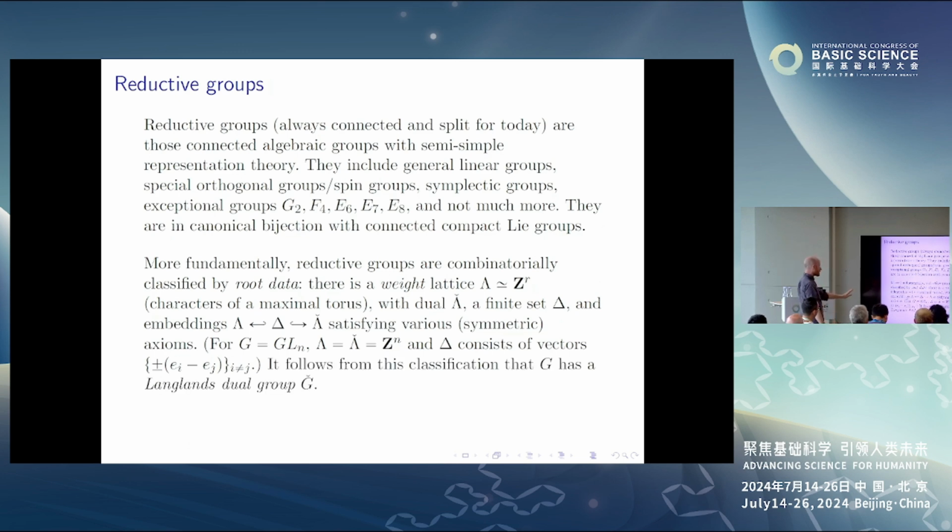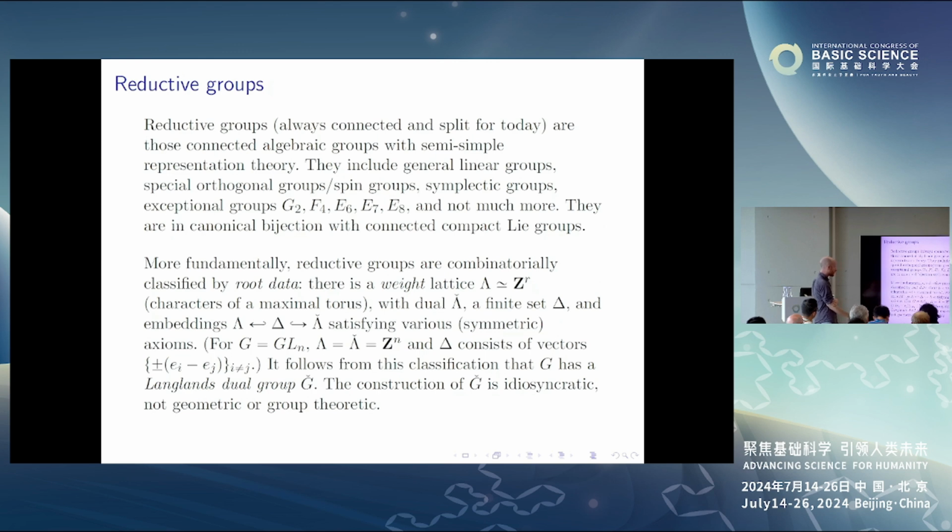So it follows from this classification that G has what's called a Langlands dual group, G check. That's just that you swap the roles of lambda and lambda check. You stare at these root data, and you see that there's some involution here. You swap the weights and the coweights, and you get some other group by the classification.